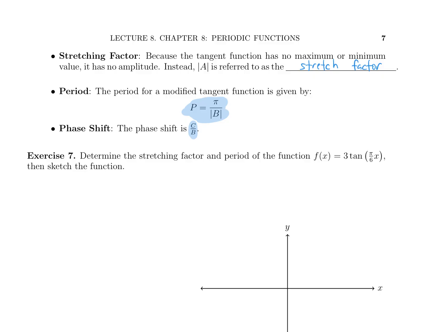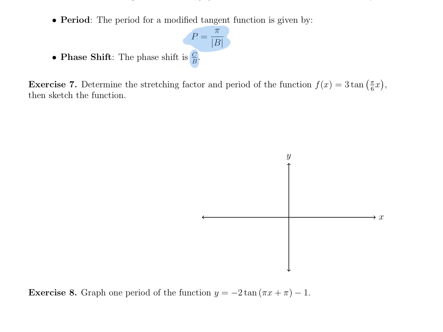Okay, so let's look at this first example. Determine the stretch factor, which we're still going to call A. Let's go over here and list off what A, B, C, and D are. A in this function is 3. B is pi over 6. There is no C, which means it's 0, and there is no D, which means that is 0 as well. Okay, so A, which is the stretch factor now, is going to be the absolute value of 3, which is 3. That's the stretch factor.